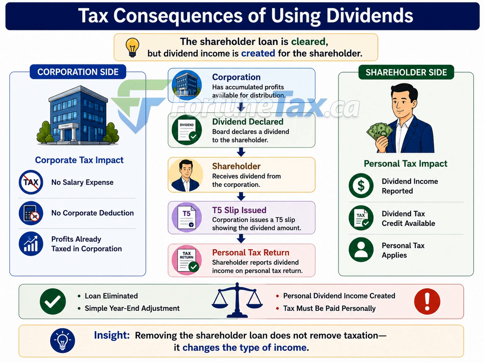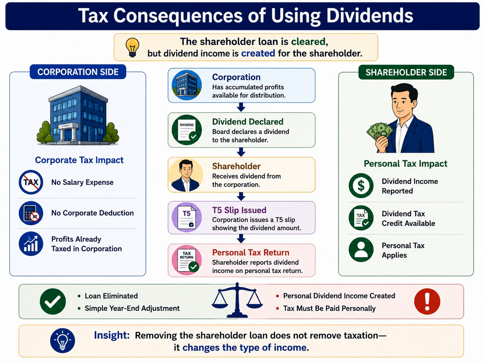The reason is that those profits have already been earned by the corporation and have already been included in the corporation's taxable income calculation. In other words, the corporation is distributing after-tax profits rather than creating a new deductible expense. From the shareholder's perspective, the dividend becomes personal income. The shareholder reports the dividend on their personal tax return and pays tax according to the dividend taxation rules. One important benefit is the dividend tax credit.